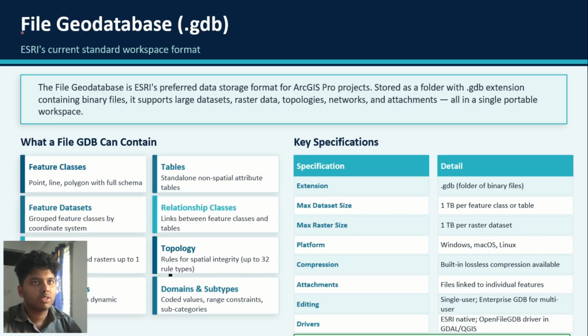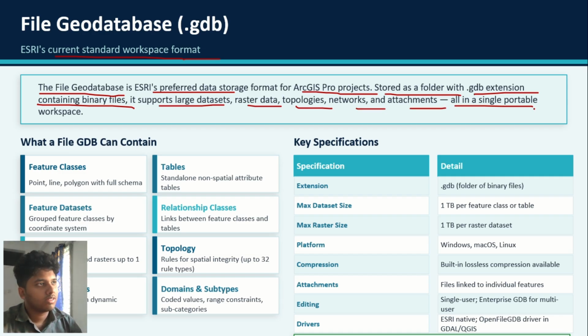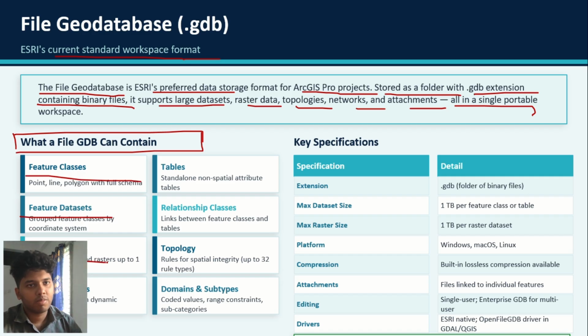And the most commonly used, the most advanced current standard workspace format, is the file geodatabase. The file geodatabase is ESRI's preferred data storage format for ArcGIS Pro projects. It is stored as a folder with a .gdb extension containing binary files. It supports large datasets, raster data, topologies, networks, and attachments in a single portable workspace. So this is what we can do, and what does it contain? It contains feature classes, feature datasets, raster datasets, mosaic datasets, tables, relationship classes, topology, domains and subtypes, and more.